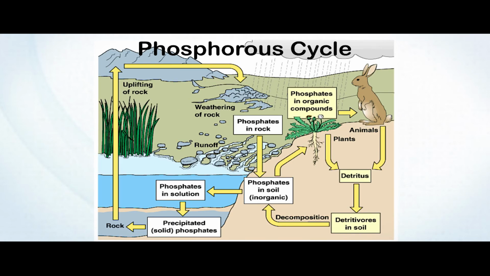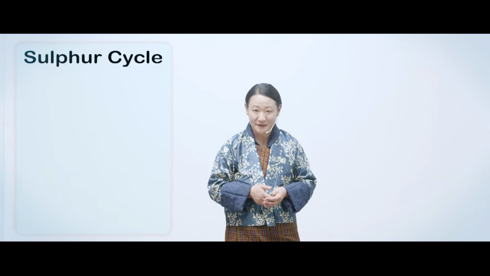Here we have the phosphorus cycle for you, the slowest biogeochemical cycle. Look at the illustration to understand the process and the steps of phosphorus cycle. Let us now look at the sulfur cycle.